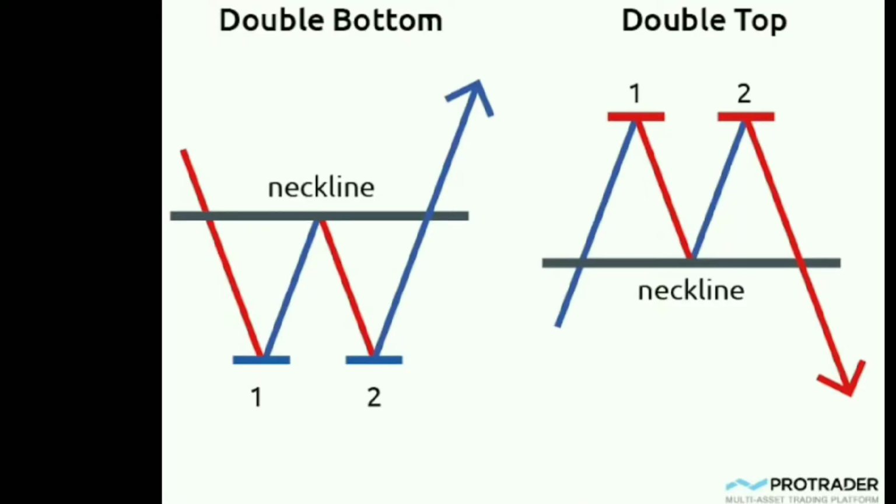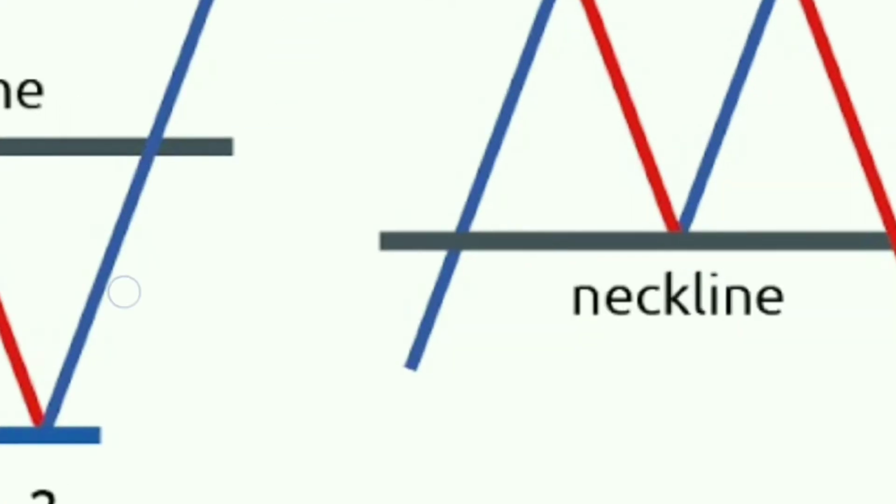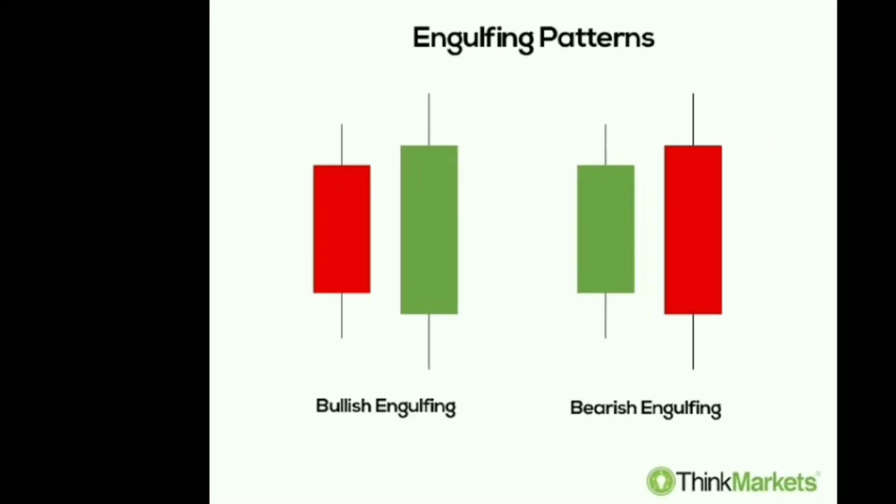So friends, you can see on the screen a double bottom pattern. The first one is a double bottom pattern, and the second one is a double top pattern. This type of market situation is called double bottom and double top. And the next one is the engulfing pattern. There are two engulfing patterns, a bullish engulfing and a bearish engulfing.